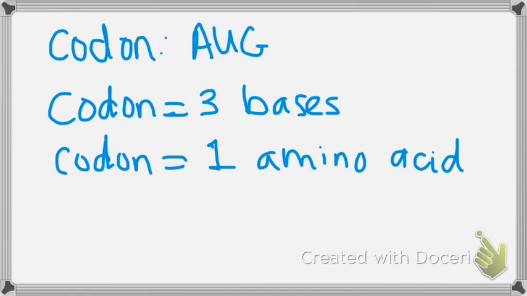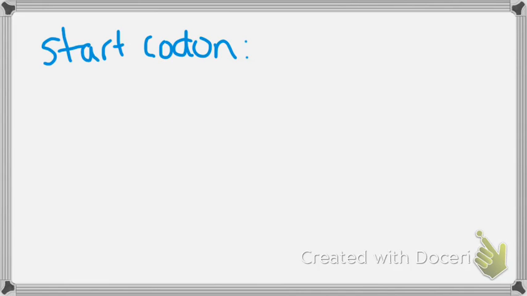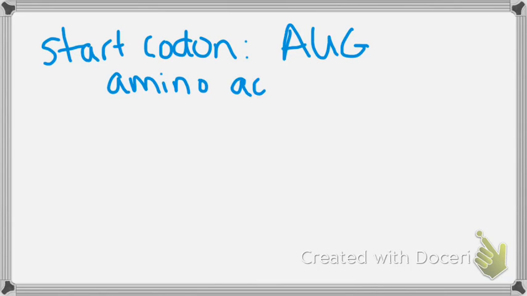And we have a couple of very, very special codons that I want you to have written down and have memorized. So we have our start codon. This tells our ribosome where to start translating. Our start codon happens to be AUG, and this codes for the amino acid methionine, or MET. That's going to be start.